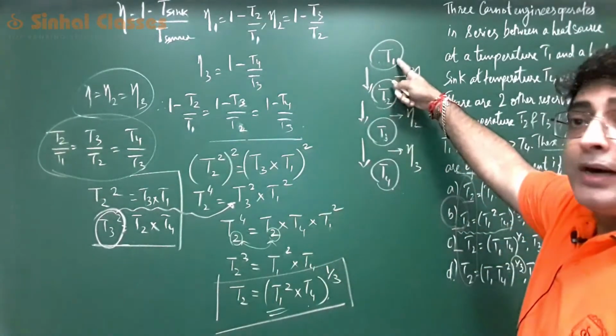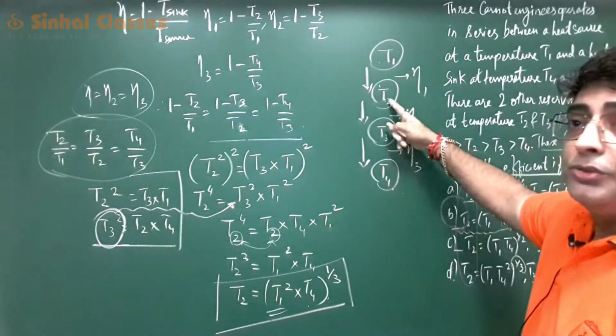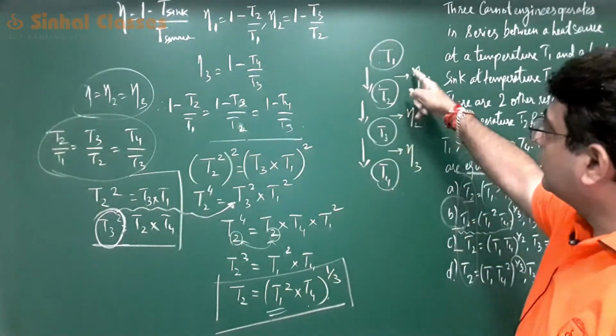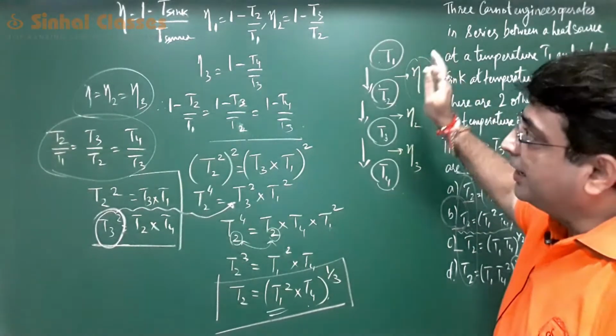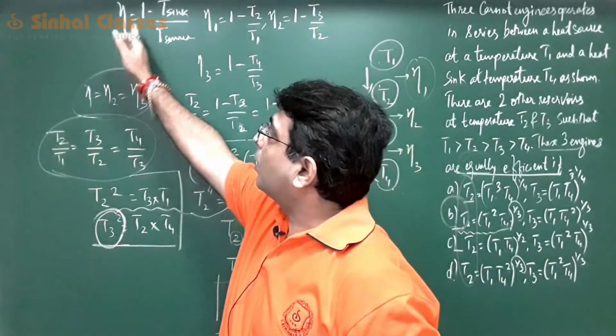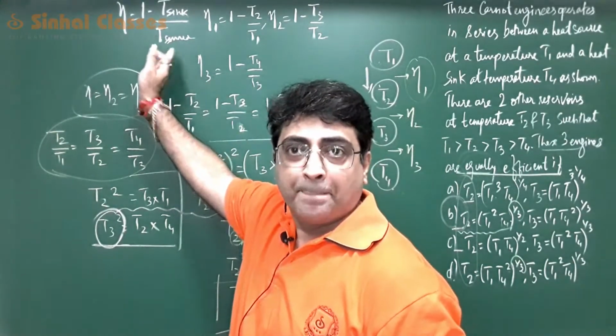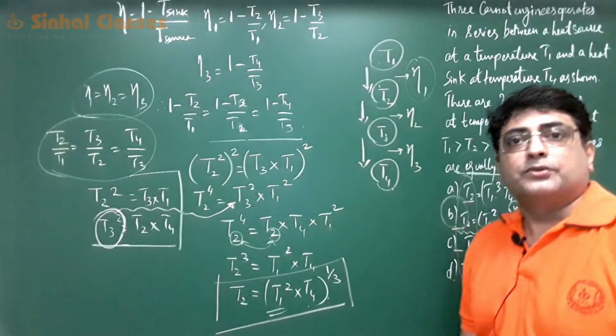The temperature T1 was greater in comparison to T2, T2 was greater than T3, and T3 was greater than T4. Eta we symbolize as efficiency, and efficiency is simply 1 minus the temperature of the sink to the temperature of the source. Hope this part is clear with the students.